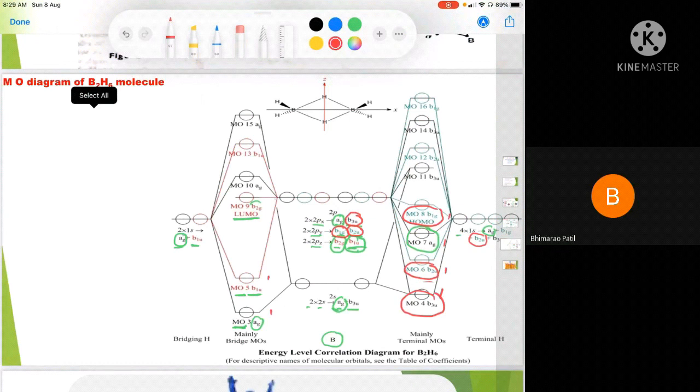And according to the above principle, if you fill up the electrons, the lowest molecular orbitals fill up first and then you go to the highest one. Then this is the molecular orbital diagram for the B2H6 molecule, according to the concept of computational chemistry, which is based on quantum mechanics.